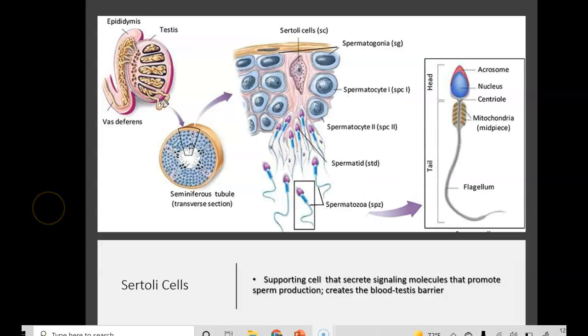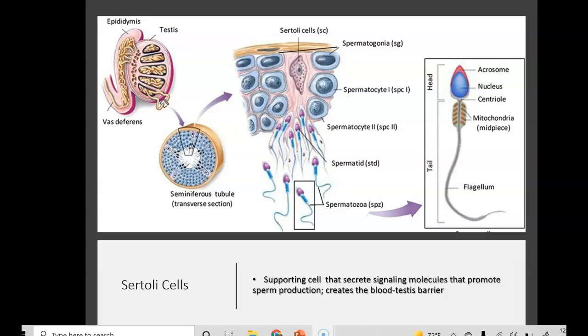So we talked about the germ cells then. The other cell that's going to be a part of this process is called the Sertoli cells. And Sertoli cells are a type of supporting cells. They are an example of a sustentacular cell, which are going to be found in epithelial tissue. So they're kind of a specific example of a sustentacular cell.